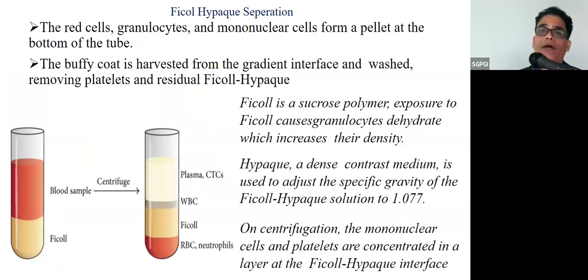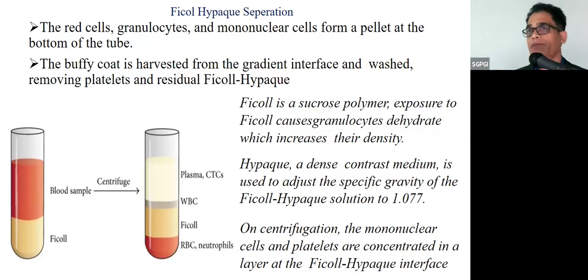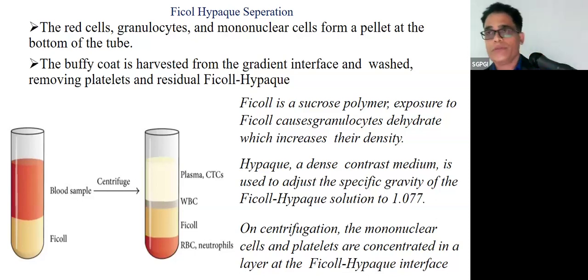The third method is Ficoll-Hypaque separation. The red cells and granulocytes are removed at the bottom, and mononuclear cells are retained. We use the 1077 gradient, a specific gravity solution. You have to make sure to always use blood that is diluted, one part of blood diluted with a diluent like PBS. Then you use one part of Ficoll with two parts of the diluted blood sample. Then you will get the proper WBC layer, the buffy coat layer.